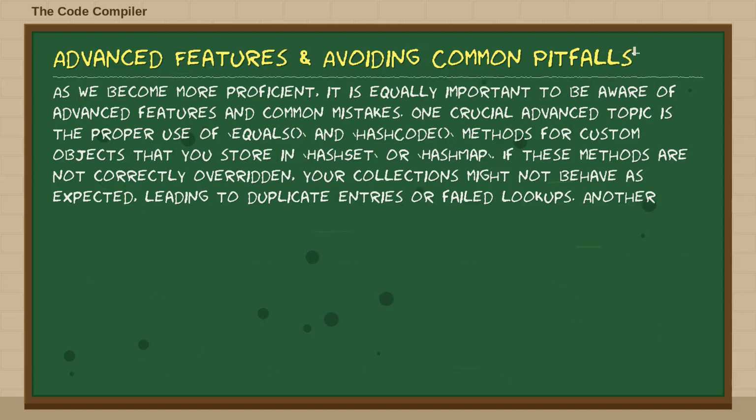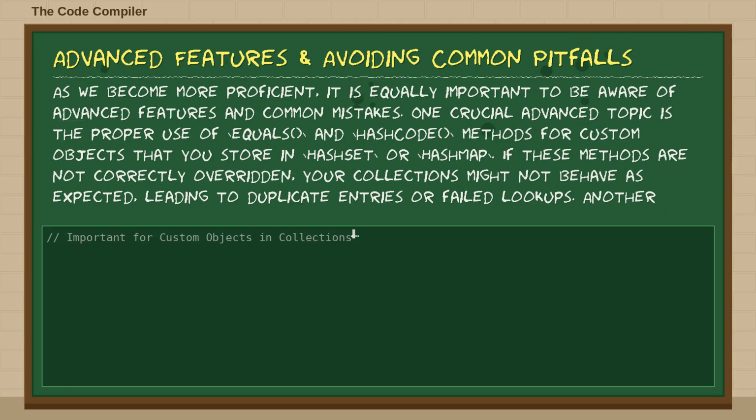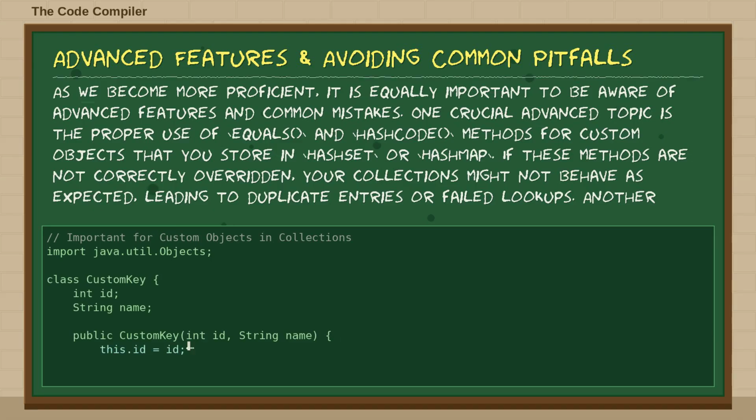Regarding mistakes, besides equals and hashCode, new developers often choose the wrong collection implementation, leading to performance bottlenecks, or they might encounter a ConcurrentModificationException when modifying a collection while iterating over it without proper synchronization. Always be mindful of these points.